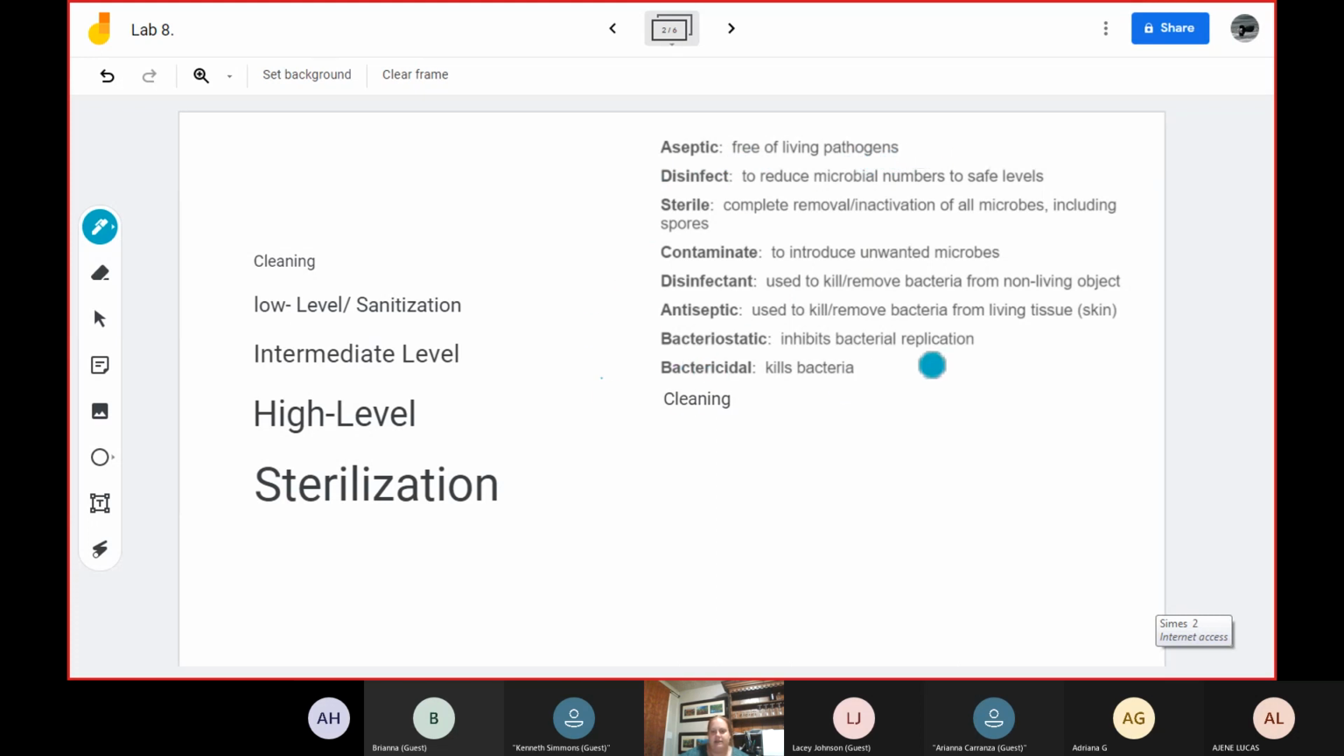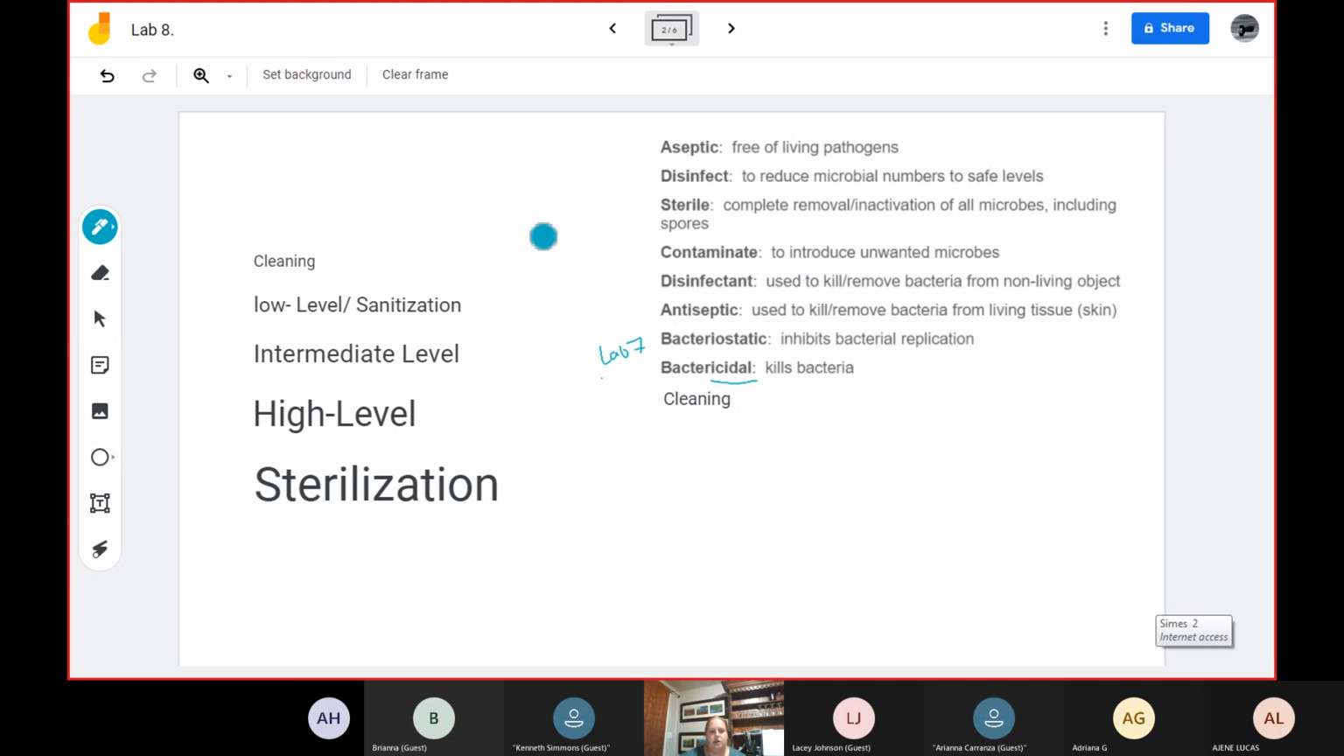Last lab, lab 7, I think we talked about bacteriostatic versus bactericidal when we were talking about antibiotics. So again, cidal meaning to kill, static would be inhibiting or slowing down. Aseptic, antiseptic. So there's all sorts of terms to understand. So make sure that you guys understand the differences in these.